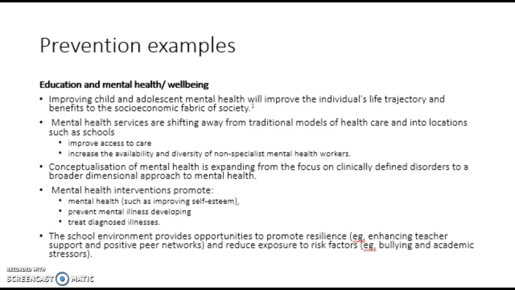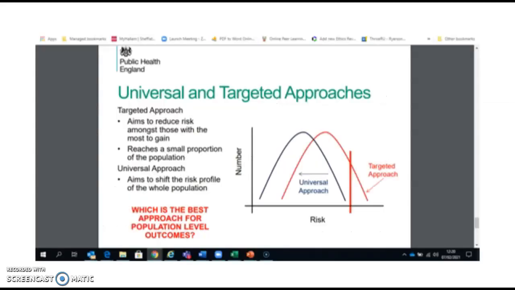So things like enhancing teacher support and positive peer networks can help with promoting resilience. And in terms of reducing exposure to risk factors such as bullying and academic stressors, it's really important to have well planned and well delivered prevention strategies.